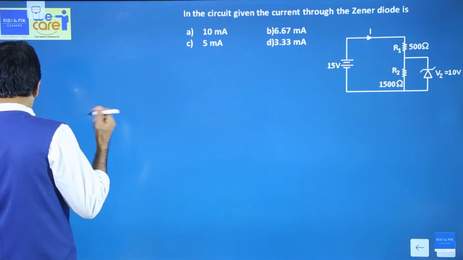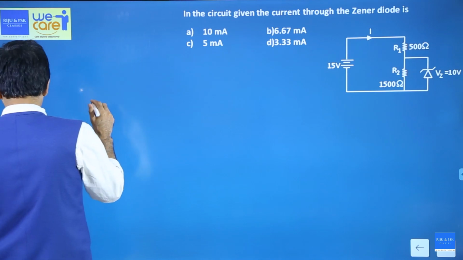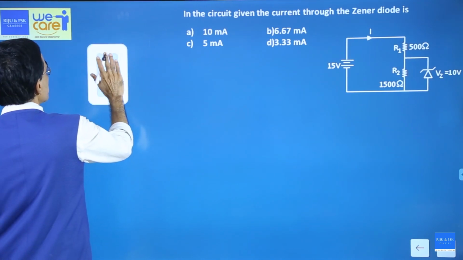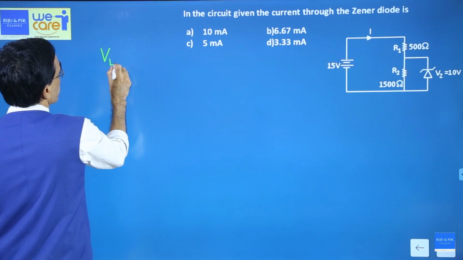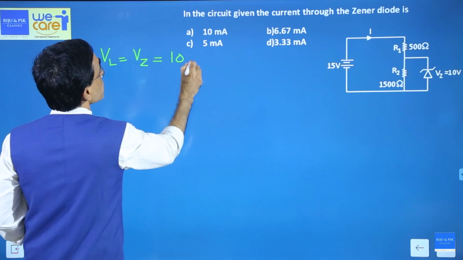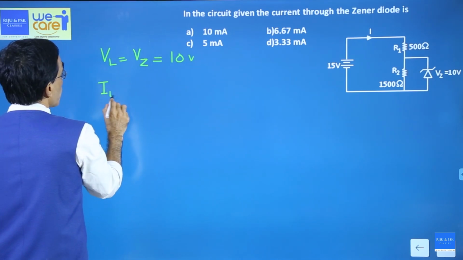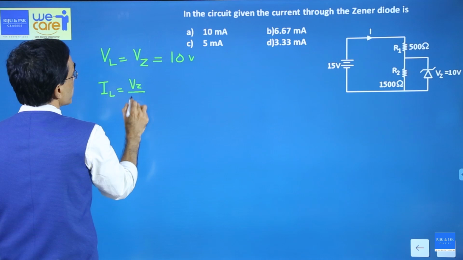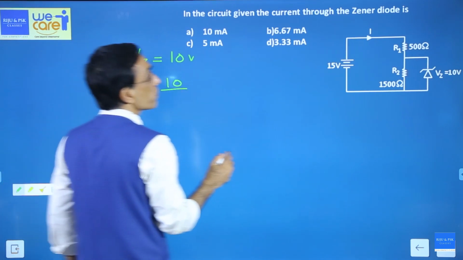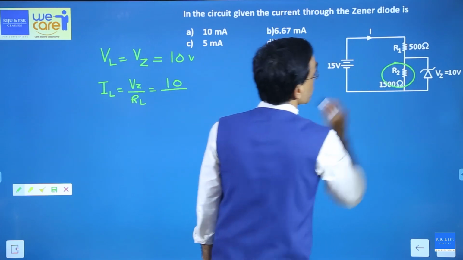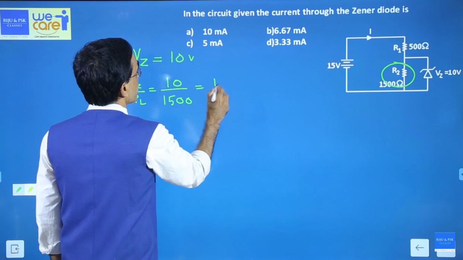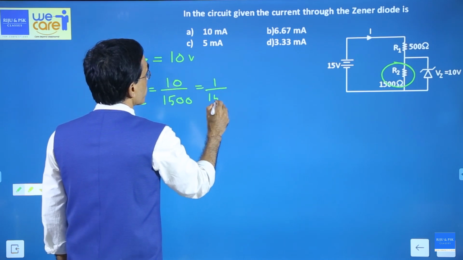Before that, you should study those equations I told you. You remember that? What was it? First of all, I said the voltage across the load is equal to the voltage across the Zener, and in this case that is equal to 10 volt. And current through the load is equal to VZ by RL, and that is nothing but 10 divided by RL. Which is RL in this case? That is R2, that is 1500. So that will give you 1 by 150 ampere.